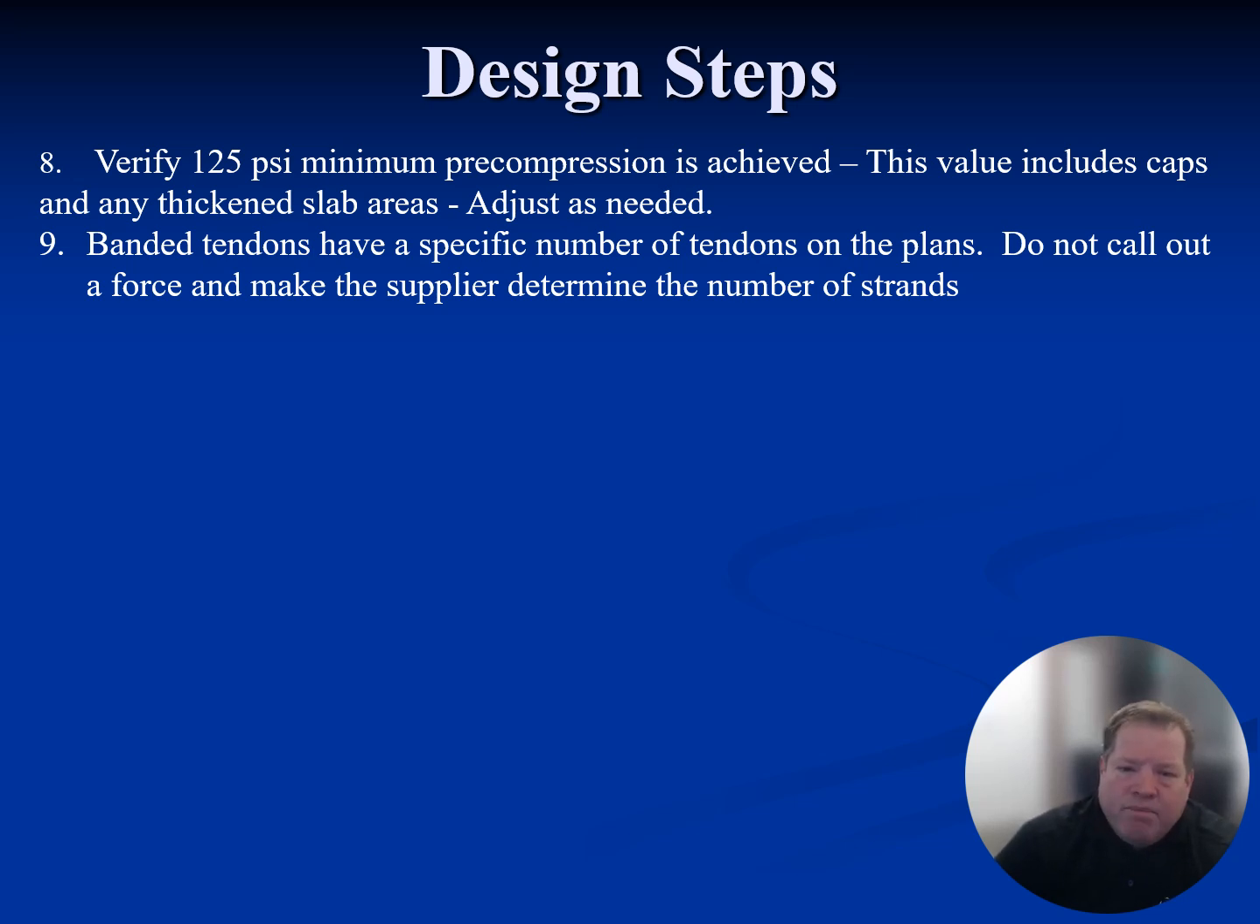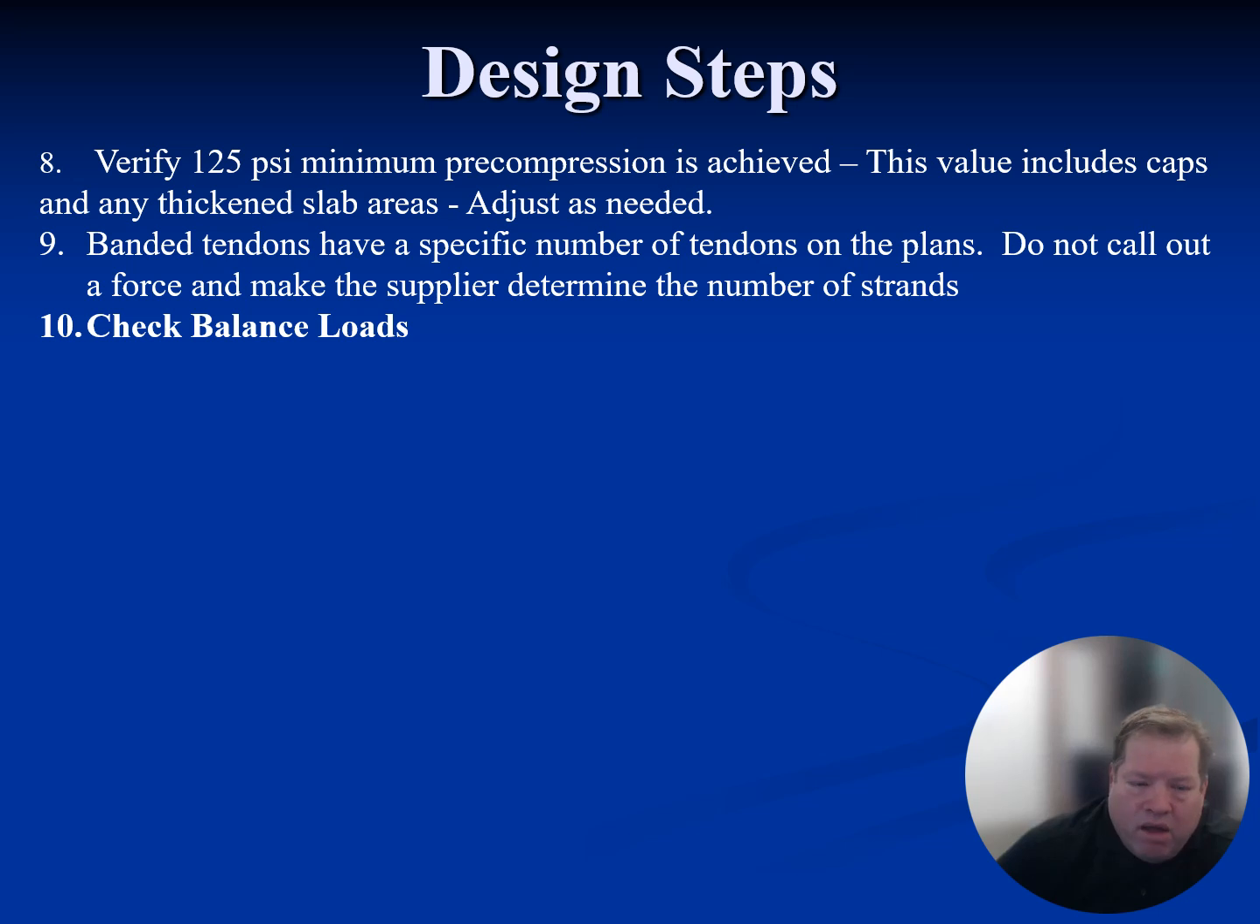In two-way slabs, we specify the number of tendons for the band direction. We don't call out a force per se. We usually just say grid D, we want 15 strands. Now, we might put a force on there just so it conforms to the calcs, but for the most part, we want 15 strands or 20 strands. We don't give them a force and then say you figure out the number of strands. The number of strands, as you know, is the APS value. So we, as the engineer, have to know that. So in that direction in the bands, we tell them we want X number of strands.